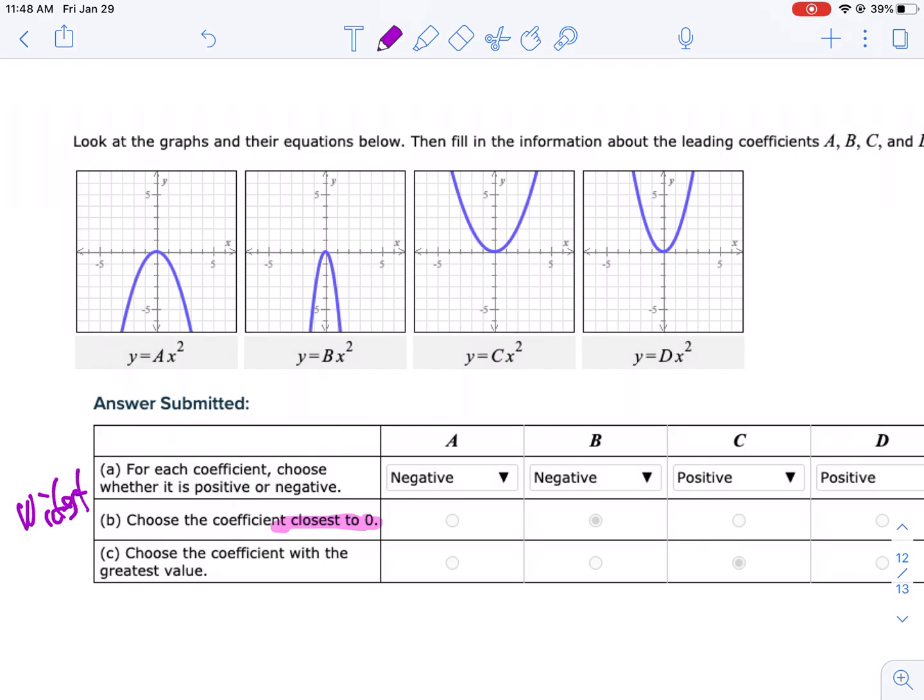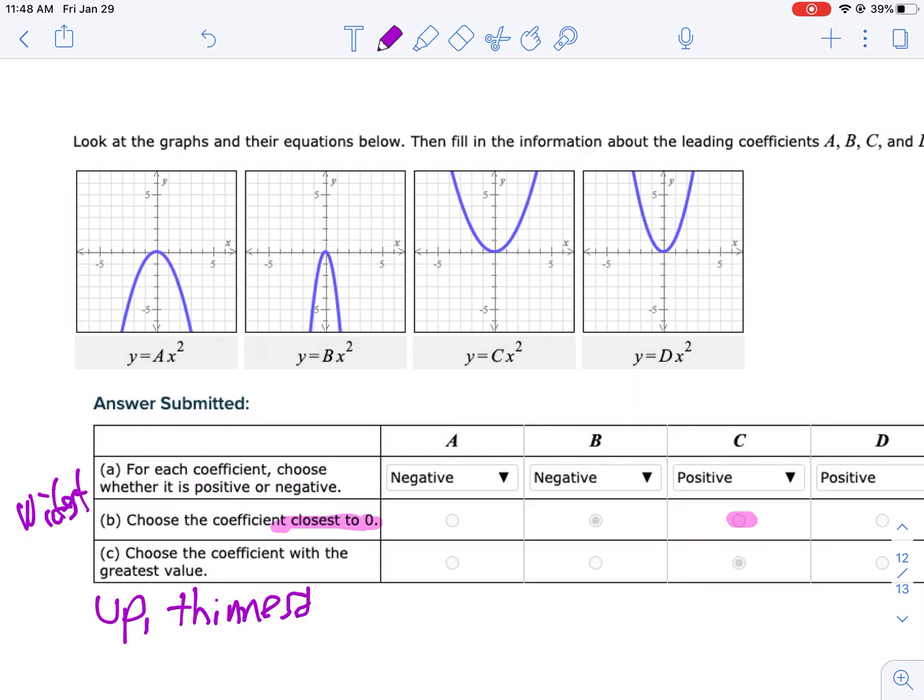So I look at my parabolas. Which ones are the widest? Well, that would be choice C, wouldn't it? And you put down B. You put down what looks like the thinnest one. Choose the coefficient with the greatest value. Well, the greatest value is going to be positive, so it's going to open up, and it'll be the thinnest.